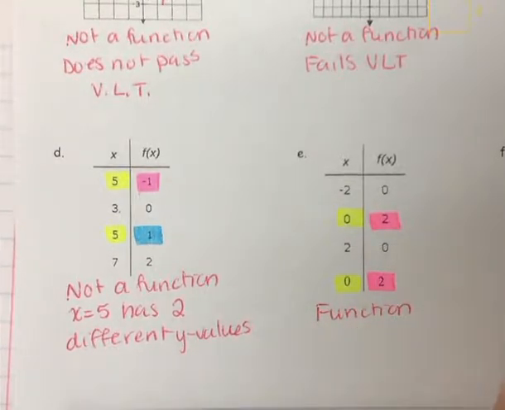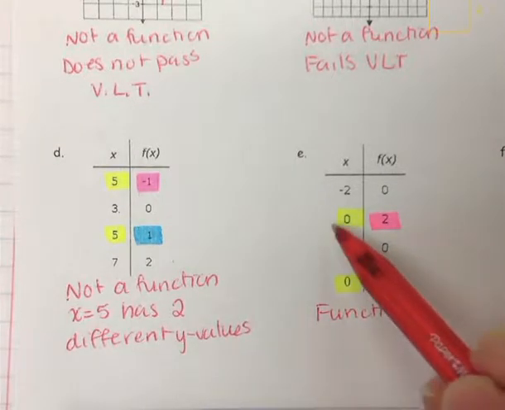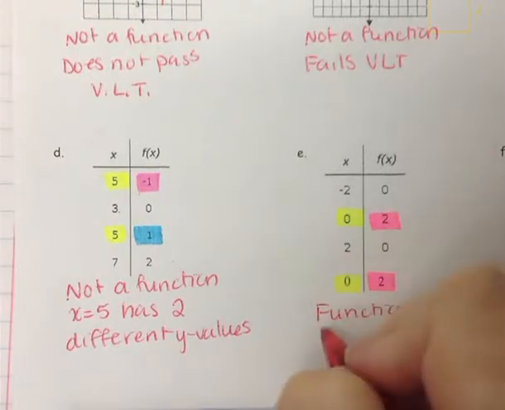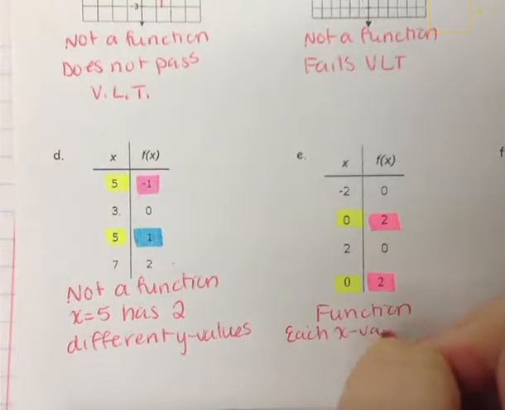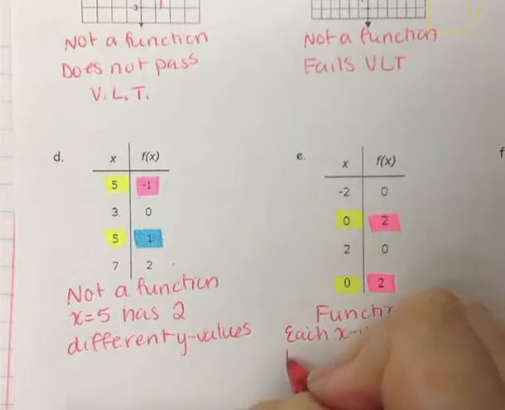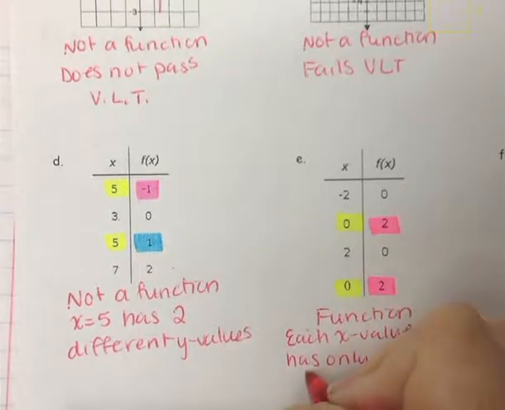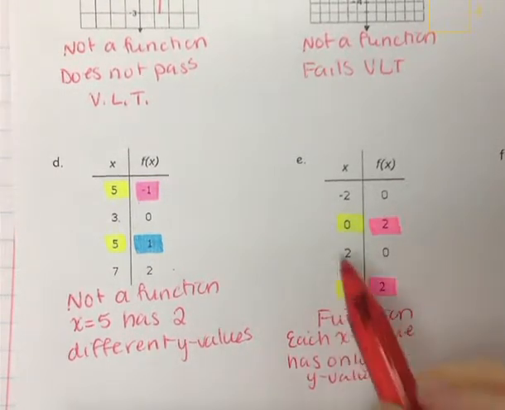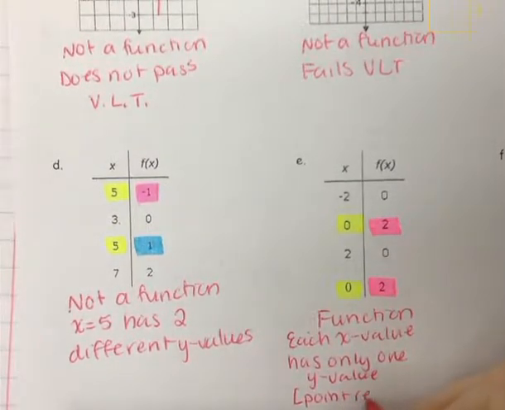Because the definition means that each x value has only one y value. This is the same x value, but it has the same y value. So each of these x's still have only one y value. So our reasoning is each x value has only one y value. Now in this case, it's because the coordinate, that point, actually repeats. That the point repeats.